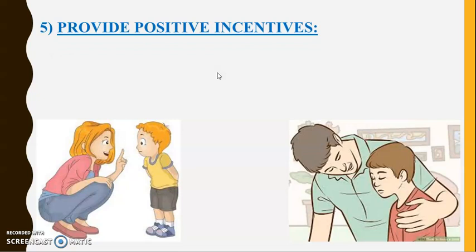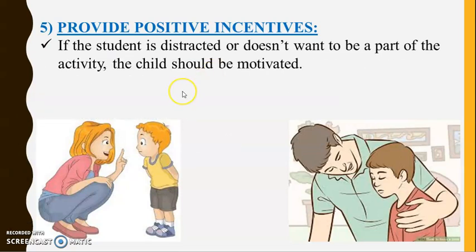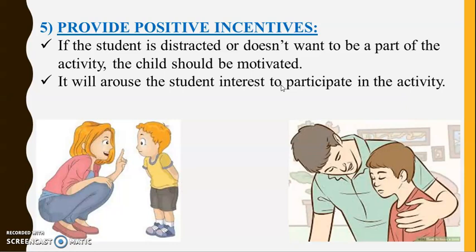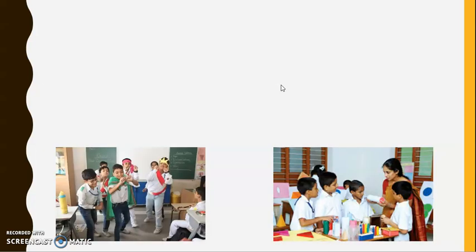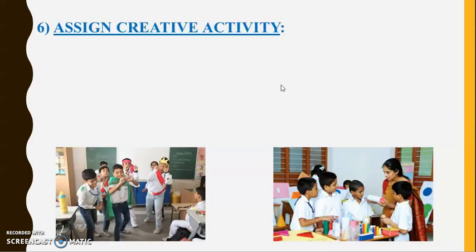Provide positive incentives. If the student is distracted or doesn't want to be a part of the activity, the child should be motivated. So what are the ways you can think of in order to motivate the child? It will arouse the student's interest to participate in the activity because they are reinforced, they are given an incentive. It will create cordial environment in the classroom because they are being appreciated or they are being given incentives for the work that they are doing. Next is assign creative activity.